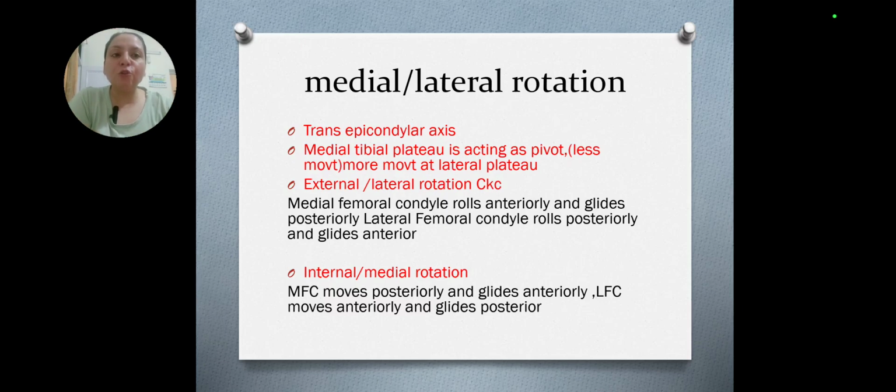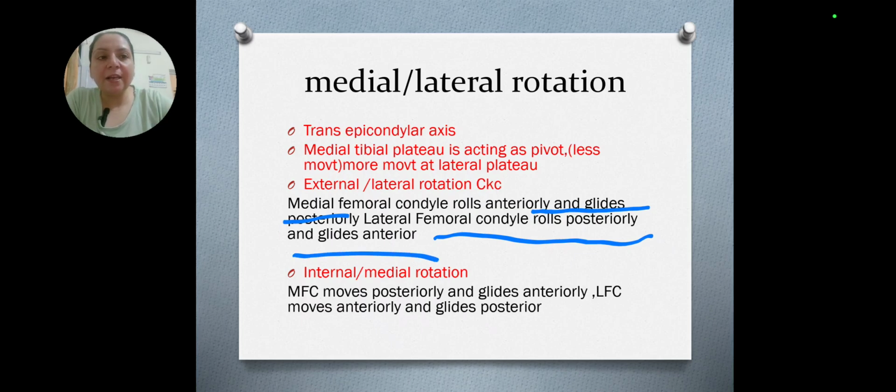Transepicondylar axis: the medial tibial plateau is acting as a pivot. That is, the medial femoral condyle and medial tibial plateau are acting as a pivot, and there is less movement taking place on the medial side. The more movement is taking place on the lateral side. So lateral rotation is when the medial femoral condyle moves anteriorly and the lateral femoral condyle moves posteriorly. The medial femoral condyle rolling anteriorly causes a glide posteriorly, whereas the lateral femoral condyle rolls posteriorly and glides anteriorly. You have to remember the convex is moving on concave.